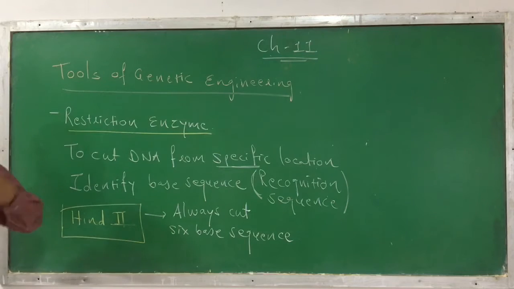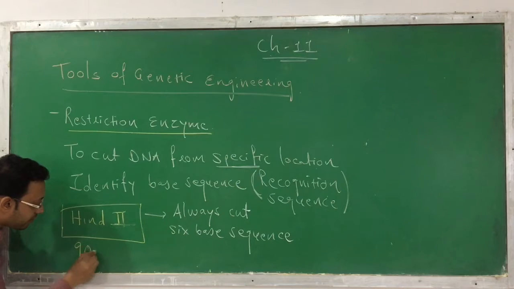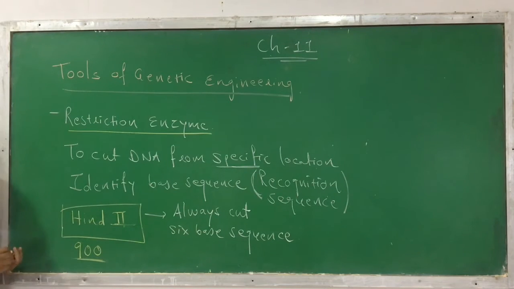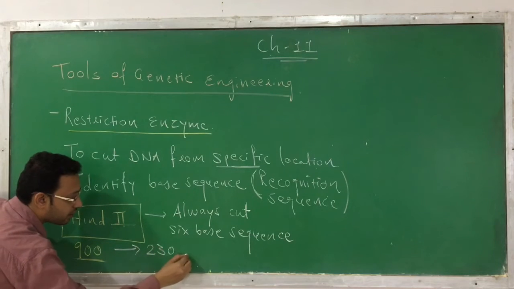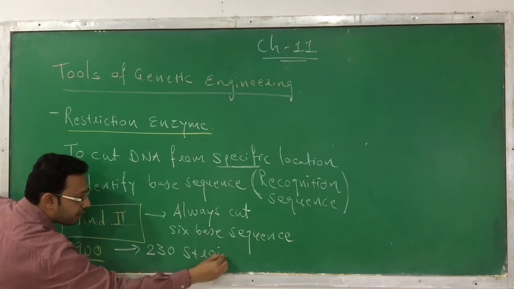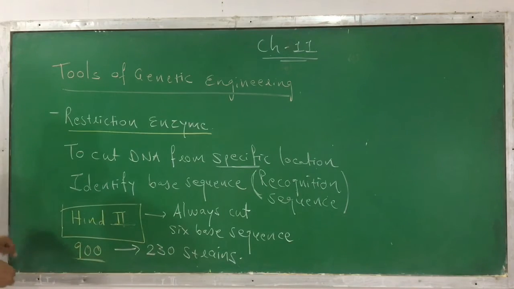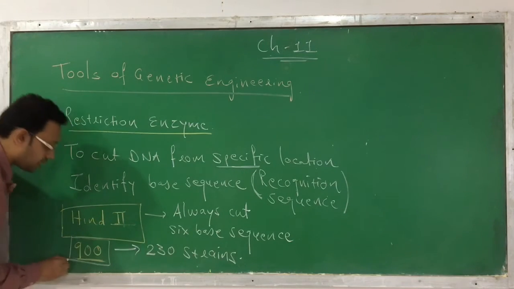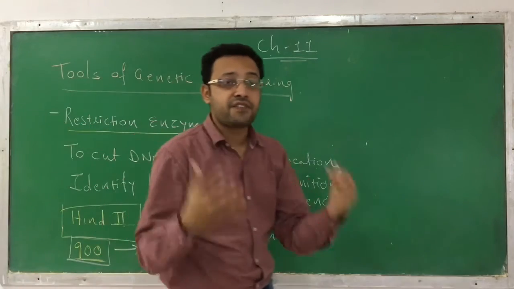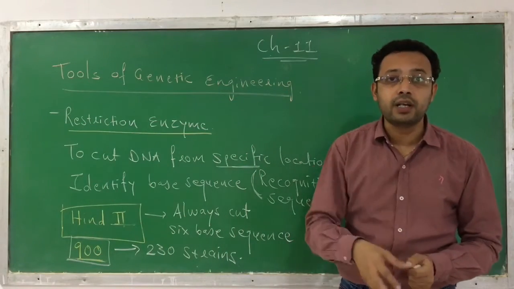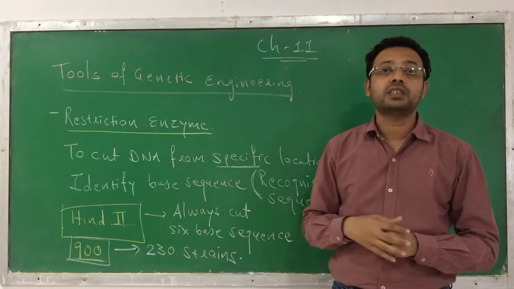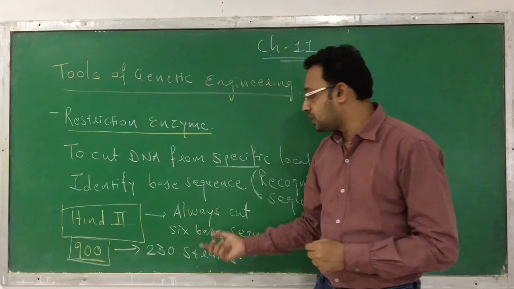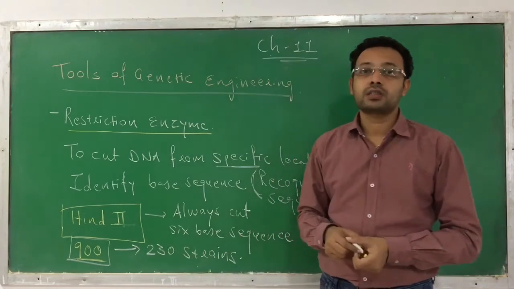And then the journey goes on. Currently we have more than 900 restriction enzymes, which we have isolated from 230 different strains of microorganisms. They cut the DNA from the specific location, or from the recognition sequences.